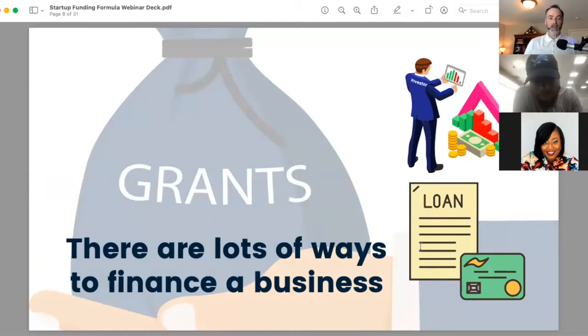So there's a couple of different ways to finance a business, right? And I've talked about two of those already. I've talked about this idea of loans. I've talked about this idea of investors. There are grants as well, but I want to be honest with you and tell you that there's no such thing as free money, right? There kind of is, right?